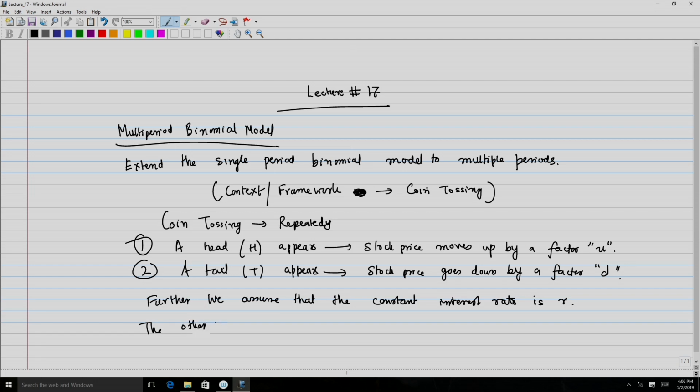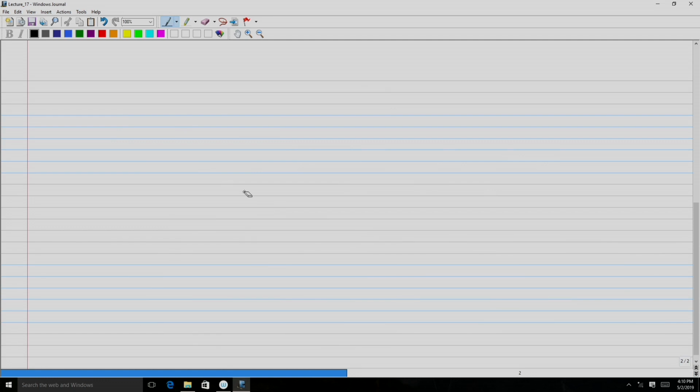The other assumption is the one due to no arbitrage. So, it is that the no arbitrage condition is satisfied. Recall, what is the no arbitrage condition? It was that d is strictly less than u, and 1 plus r is basically sandwiched between these two values.